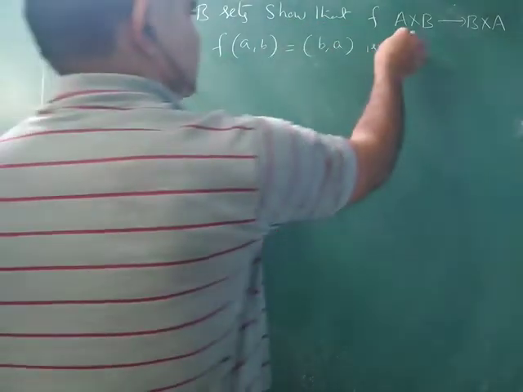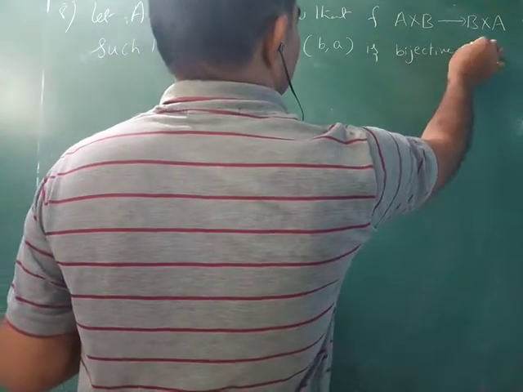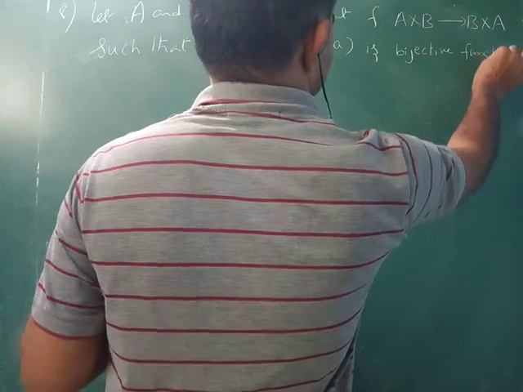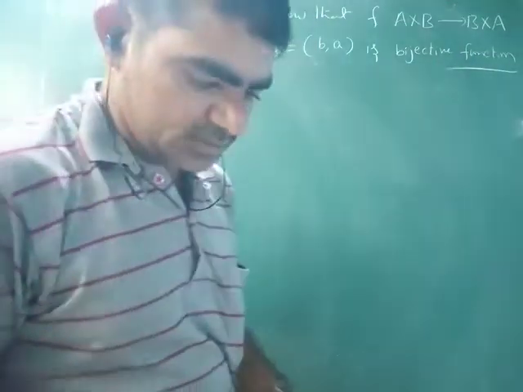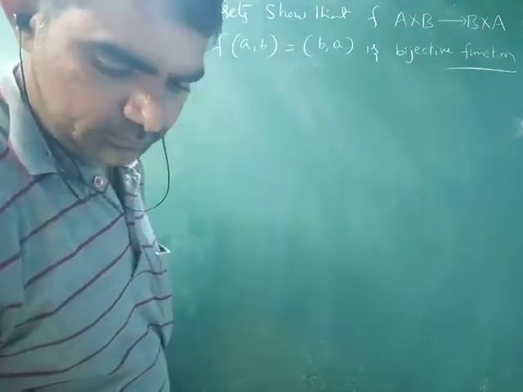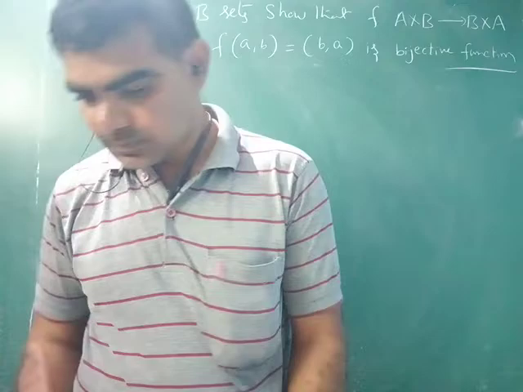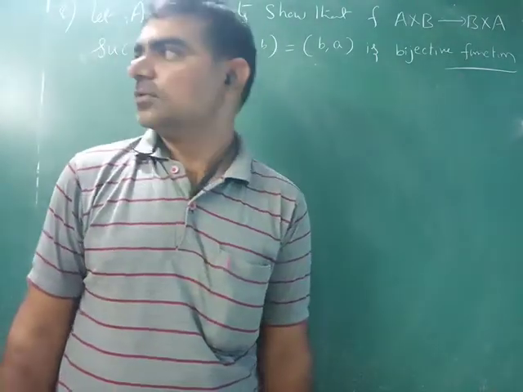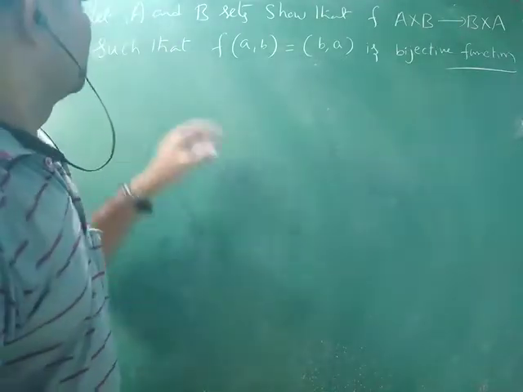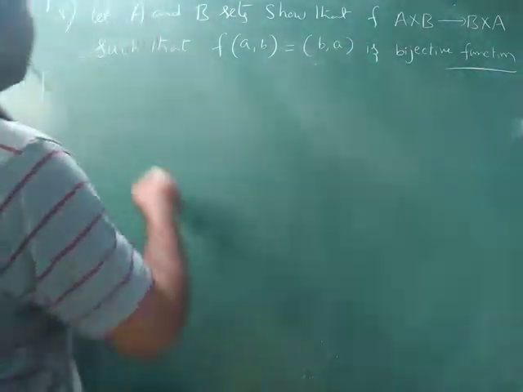is a bijective function. A and B sets, show that f from A cross B to B cross A is a bijective function.